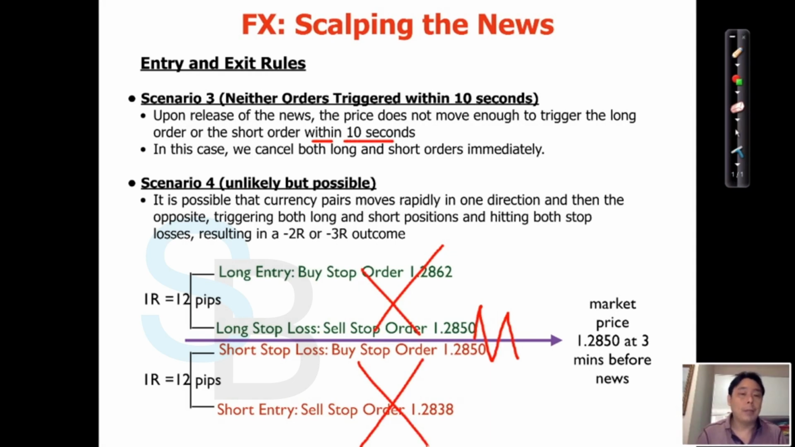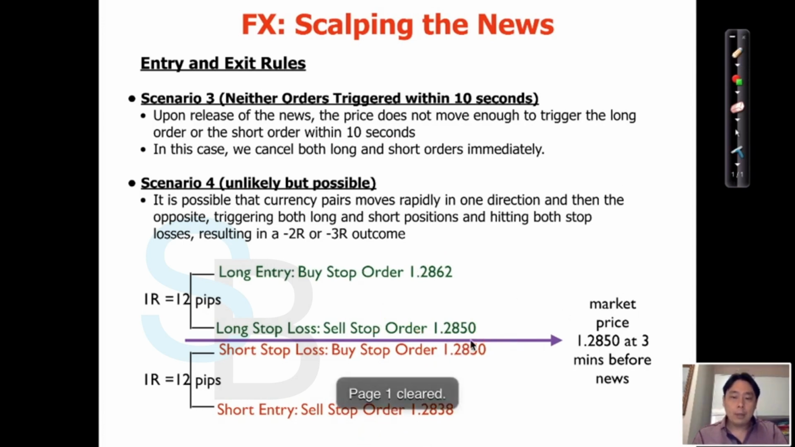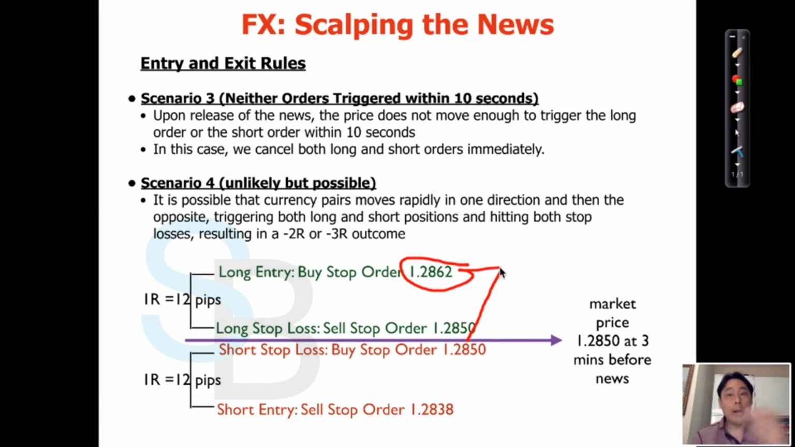All right, pretty straightforward. Now, scenario number 4 is unlikely, but it is possible, and it does happen once in a long while. So you've got to be prepared for it. Scenario number 4 happens when the news is released and the price moves rapidly in one direction, triggering the buy order. Okay, so let me just show it here. The news is released, it goes up, right? It triggers the buy order. So now you have bought at 2862. And then it goes down and hits the stop loss. And you get a 1R loss.